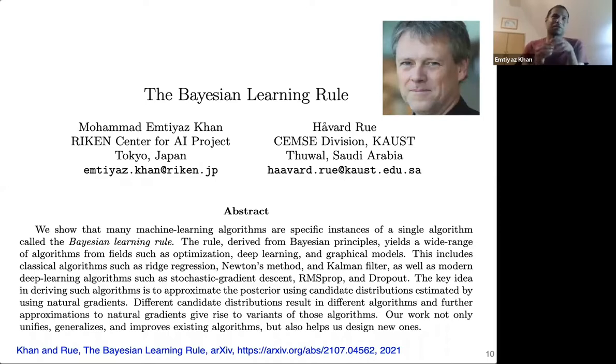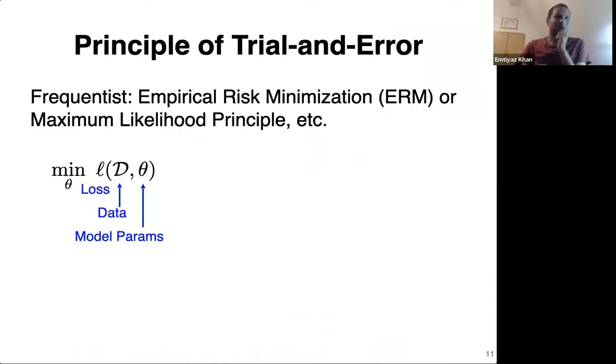Okay, so the paper is this one. The first part of the talk is on the Bayesian learning rule, and you can find this on arXiv now. It took me 2 years. When I came in 2019 to visit, I said that this will be ready at some point, and then it took me almost 2 years to finish this. So now it's here.